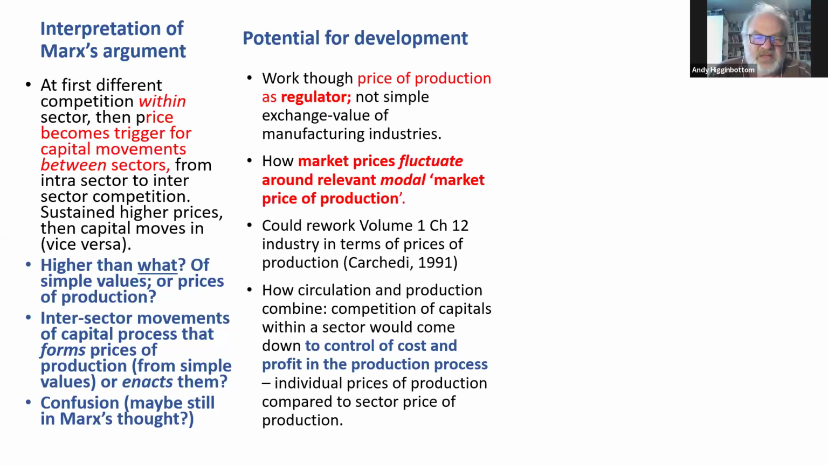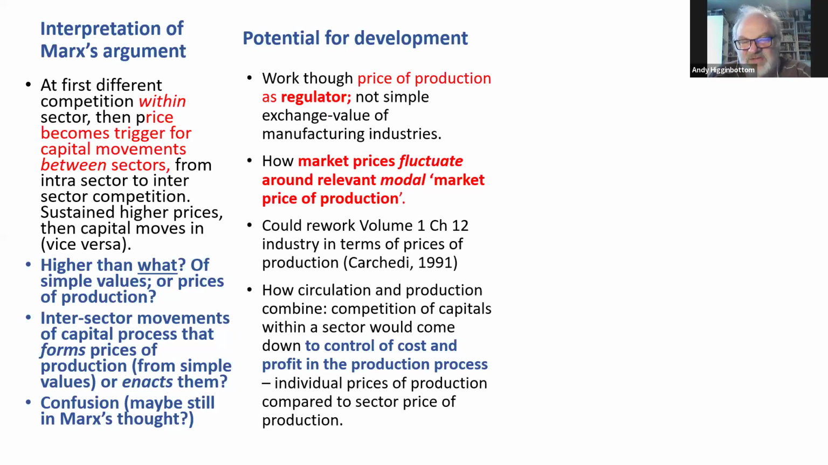So now the issue is how circulation and production combine. Competition of capitals within a sector would come down to control of cost and profit in the production process, individual price of production compared to sector price of production. So this is the direction that the discussion would go. Marx in Volume 1 talks about individual values and social values. He's talking about the common social value for that commodity in that sector, right? But of course, now we can reposition that as individual prices of production and sector or social prices of production.